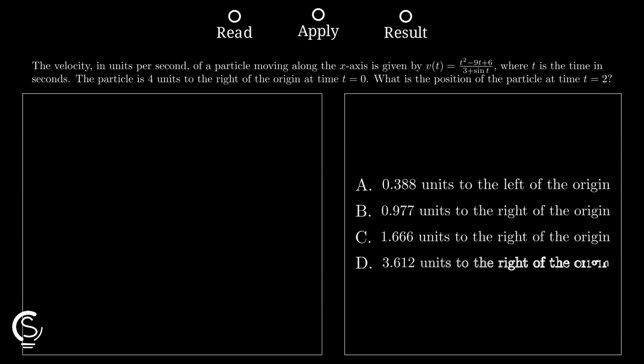First, remember that position is the integral of velocity. To find the change in position from 0 to 2 seconds, we must integrate our given velocity function over that specific interval.